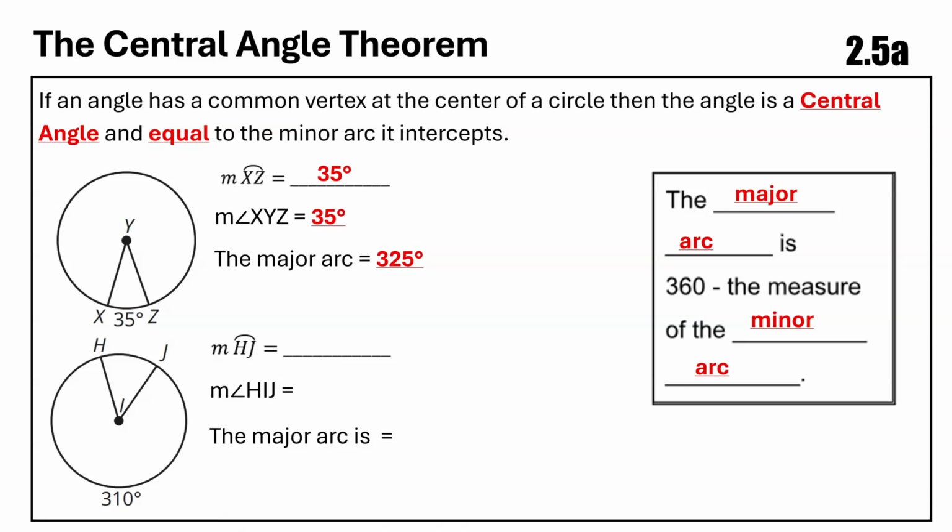The next circle has the measure of the major arc. The minor arc is 360 minus 310, so 50 degrees. By the central angle theorem, angle HIJ is also 50 degrees. The major arc is 310 degrees because it is given.